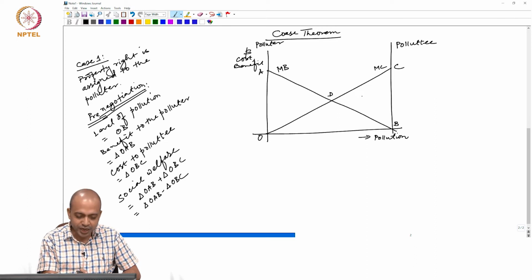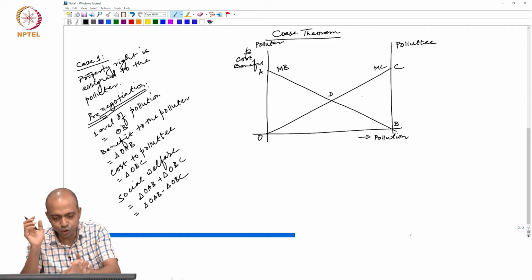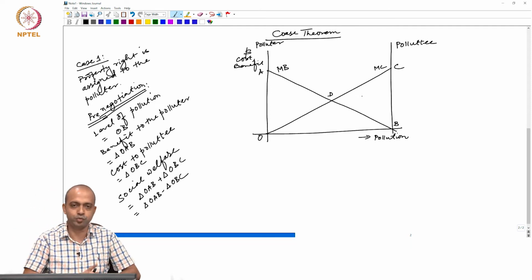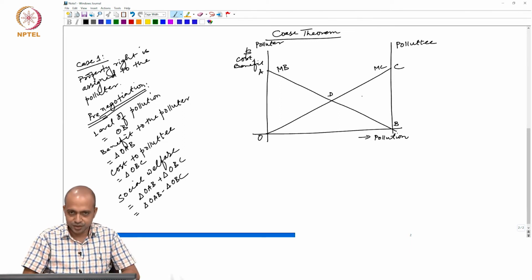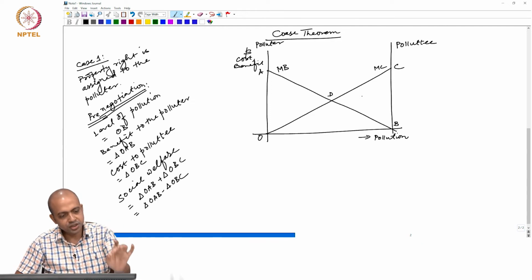Now, whether the net social welfare is positive or negative depends on the relative size of these two triangles, OAB and OBC. We cannot say anything definitively at this point, because we do not know whether the size of triangle OAB is higher than OBC. So, this is the pre-negotiation situation we are discussing for case 1, when property right is assigned to the polluter.